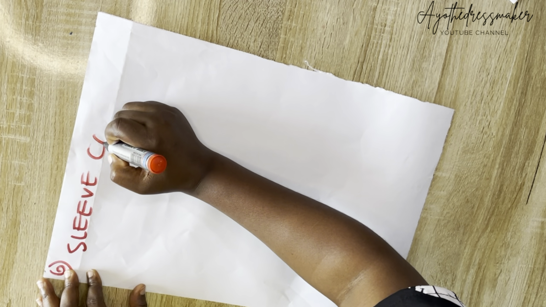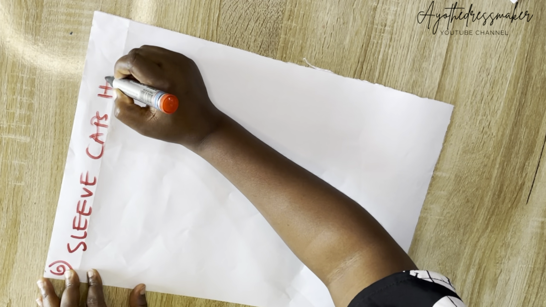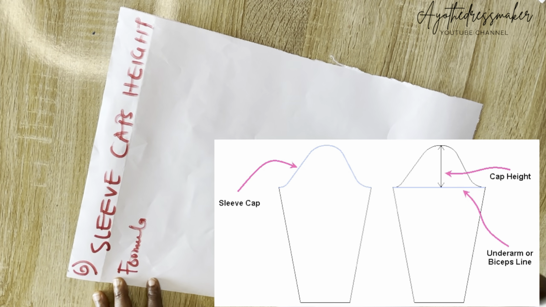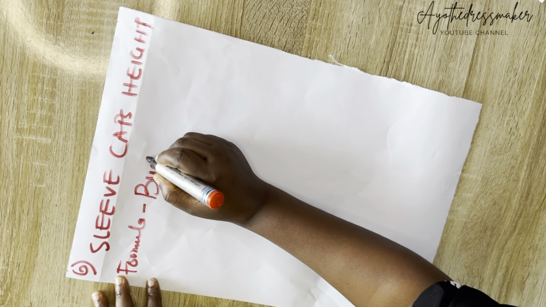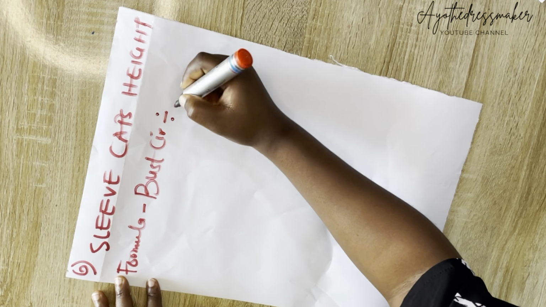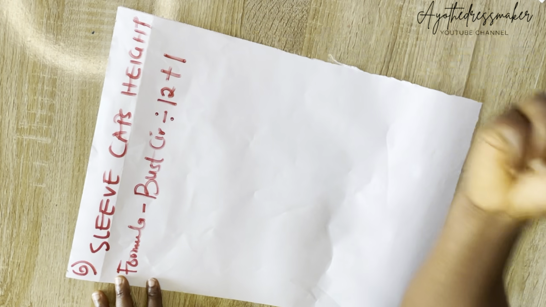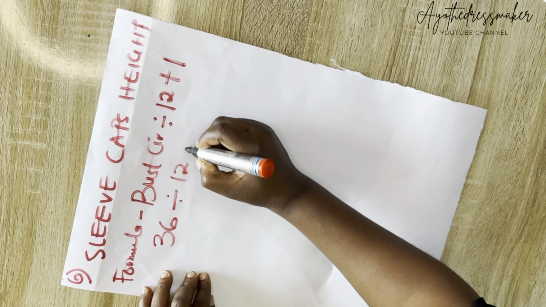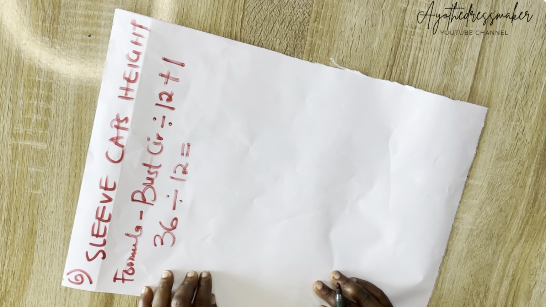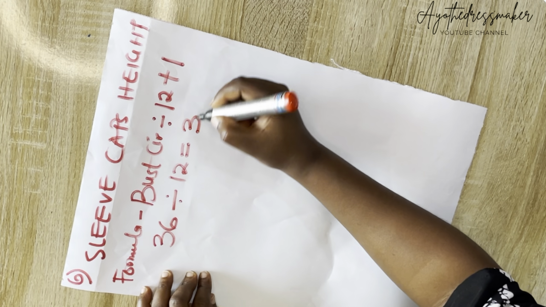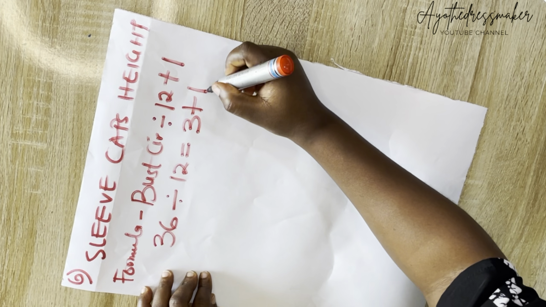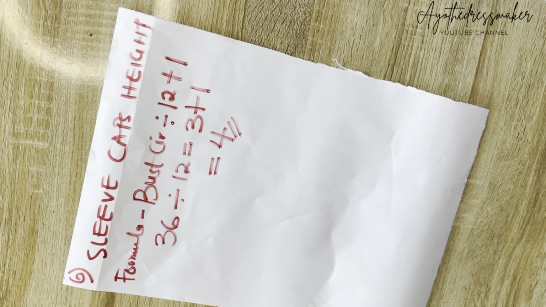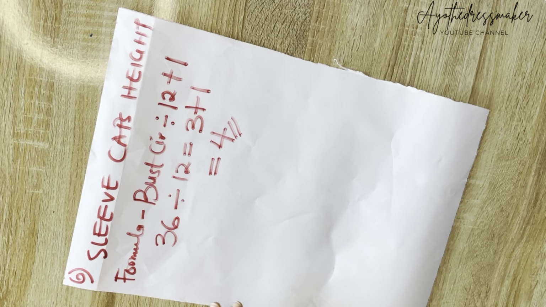All right, and the next important formula to know is actually the sleeve cap height. The formula to get this is the bust circumference divided by 12 plus 1 inch. For instance, the bust circumference of 36 divided by 12 is going to give us 3 inches. We are going to add 1 inch to this value, and that is going to give us 4 inches, meaning that this person's sleeve cap height is actually 4 inches.